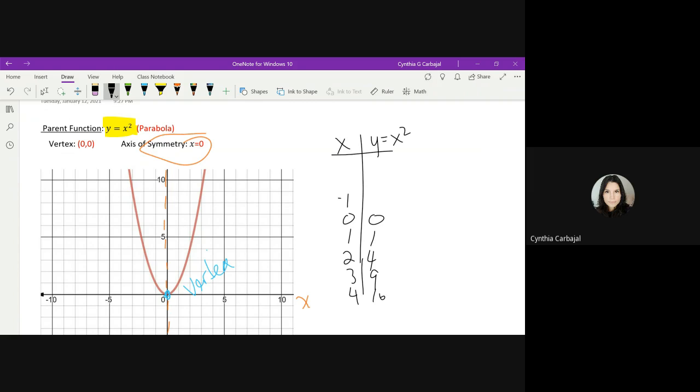Same thing over here, negative 1 times negative 1 will give me a positive 1. Negative 2 squared will give me a positive 4. Negative 3 squared would give me a 9, and so on. So if you plot those points, that would be 1, 1 on this side, and negative 1, 1 on the other, because there's symmetry. They'll look exactly the same on the right side as the left side of the axis of symmetry. So 2, 4 is here: you go to the right 2, up 4, and then 3, 9, negative 3, 9.